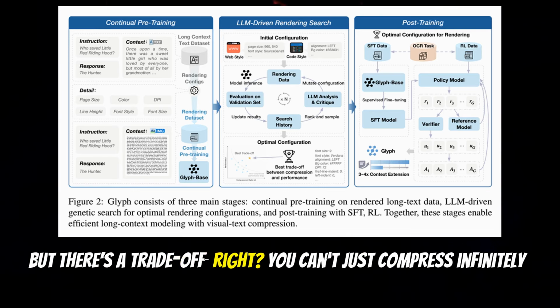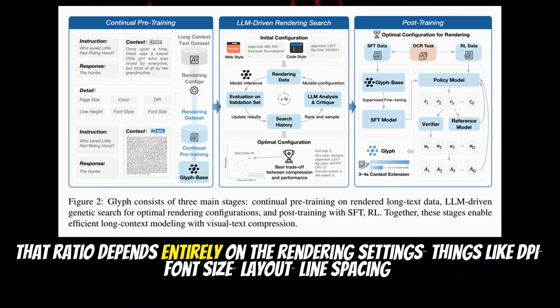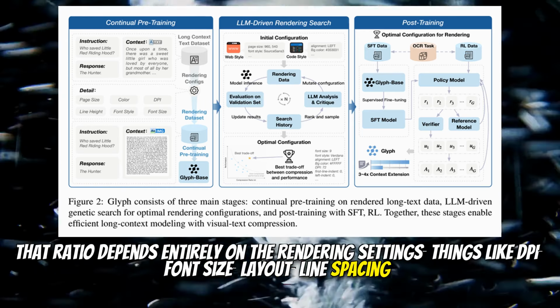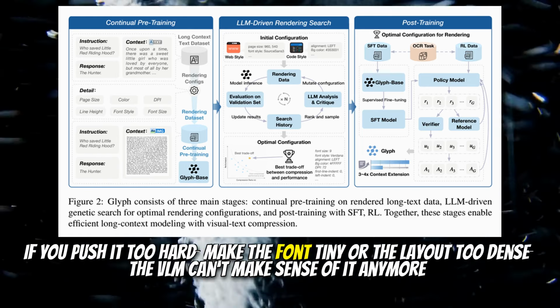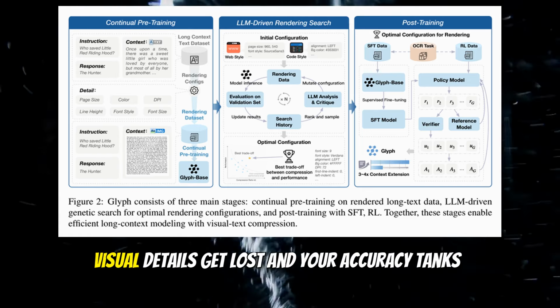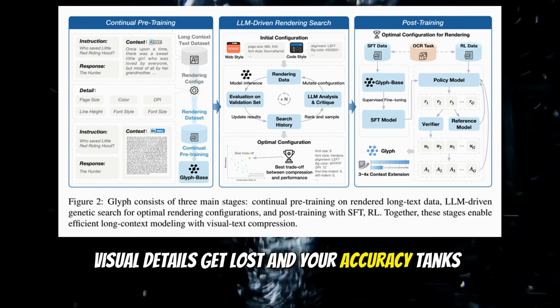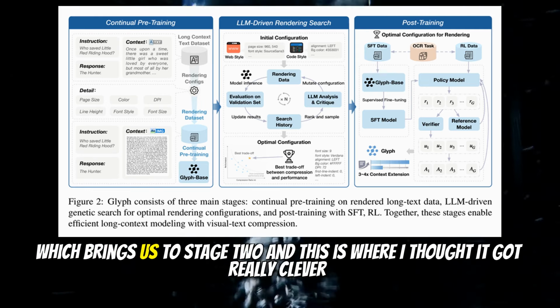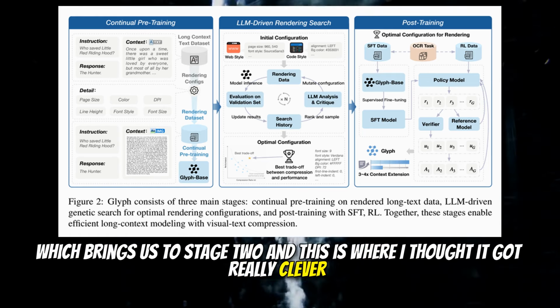But there's a trade-off, right? You can't just compress infinitely. Right. That ratio depends entirely on the rendering settings, things like DPI, font size, layout, line spacing. If you push it too hard, make the font tiny or the layout too dense, the VLM can't make sense of it anymore. Visual details get lost, and your accuracy tanks. It's a balancing act. Which brings us to stage 2, and this is where I thought it got really clever.